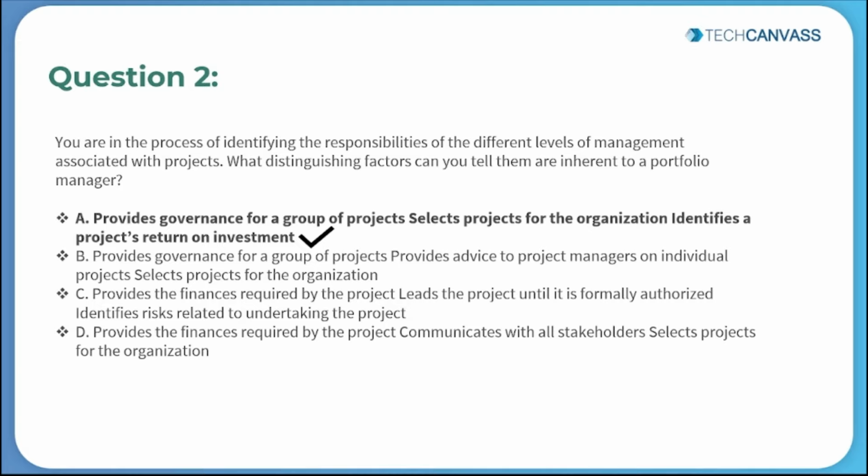A portfolio manager looks into the governance for a group. So, the first responsibility is governance for a group of projects. So, C and D are opted out because there is no mention of governance for a group. So, the only options we are left with are A and B. Now, they also lead project selection. So if you can see the option A, it says select projects for the organization. Hence the answer for this question is A.